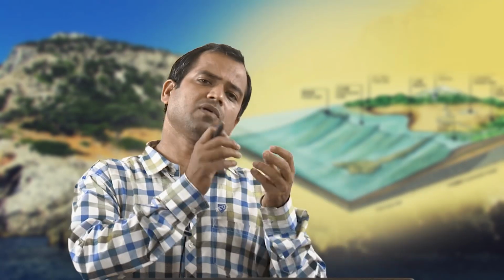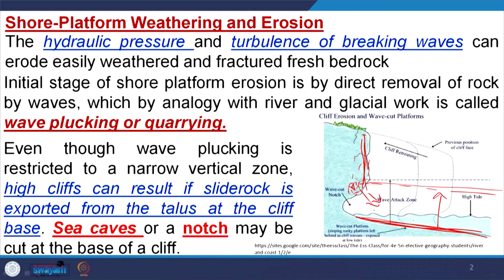Blocking, or quarrying, is a general term used for river, glacier and wave. For wave, it is wave blocking; for glacier, glacial blocking; for river, river blocking. Blocking is simply the removal of fractured rock as it is from the main rock body. Now you see, when the sea level increases up to this, the wave directly interacts with the rocks of this region, so the fractured rocks will be removed. This is called wave blocking or quarrying.